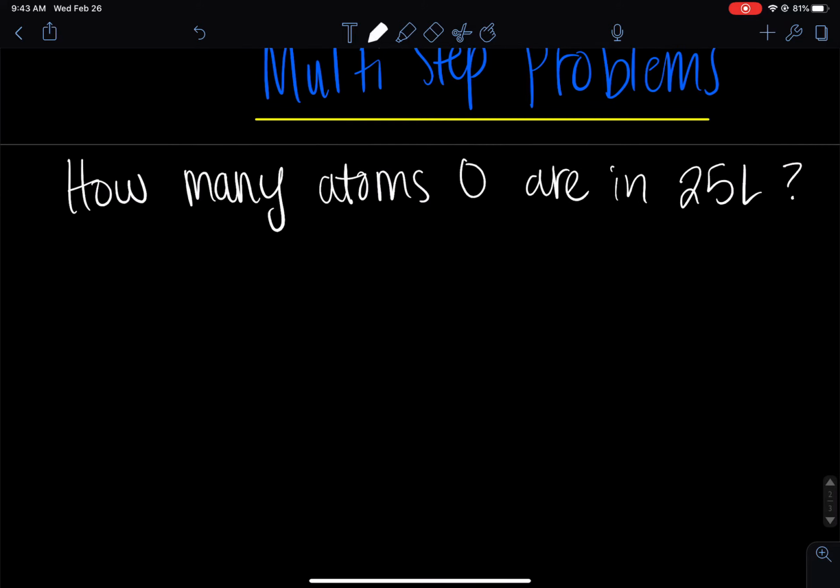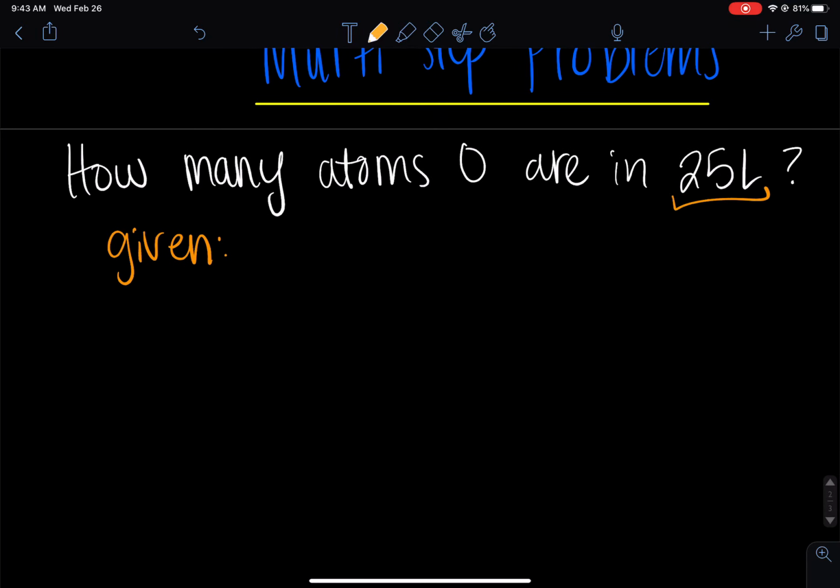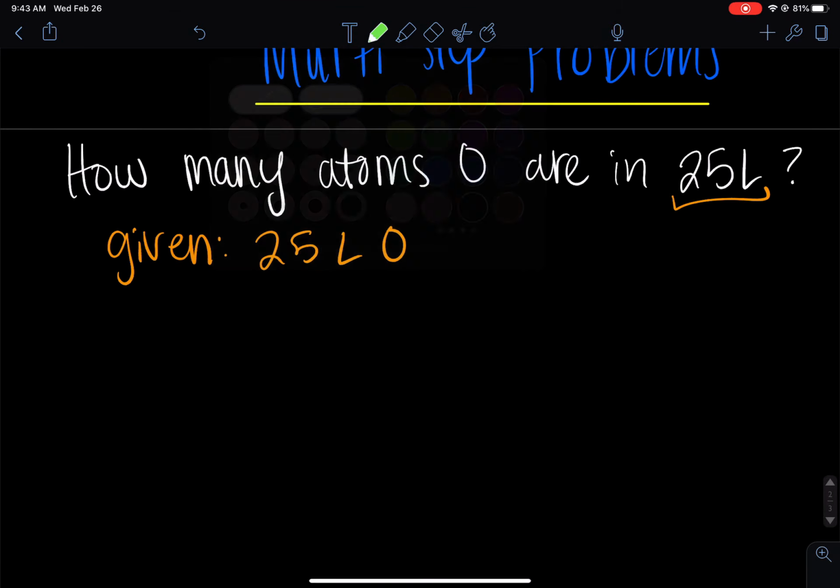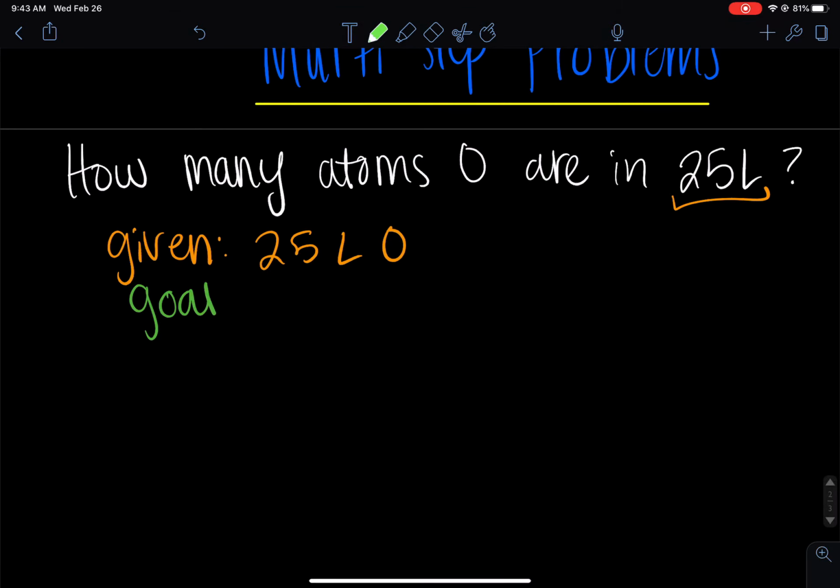Okay? So again, every single time I'm just going to write what I'm given. I'm given liters of oxygen, so 25 liters of oxygen. And then I'm going to write my goal. My goal is how many atoms of oxygen.